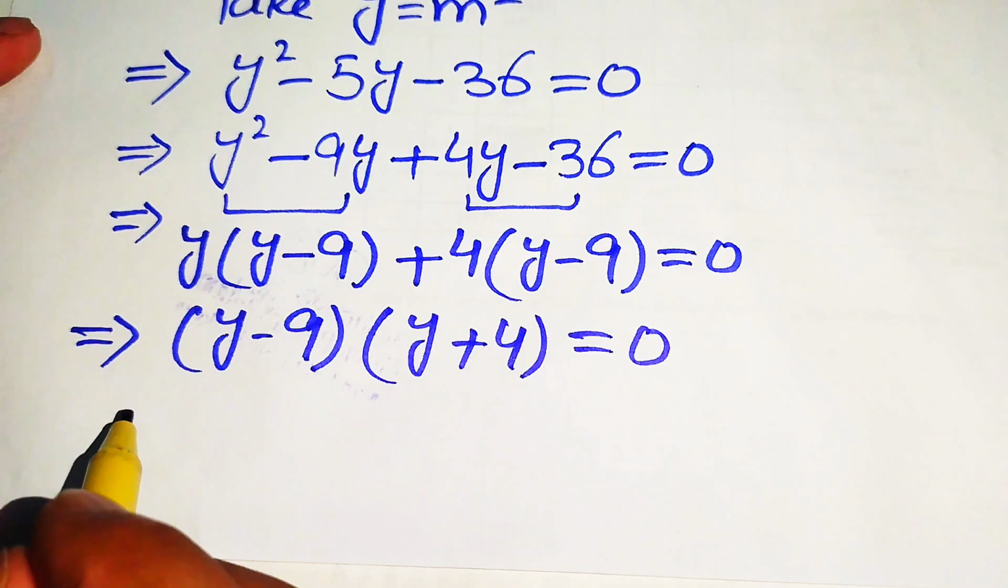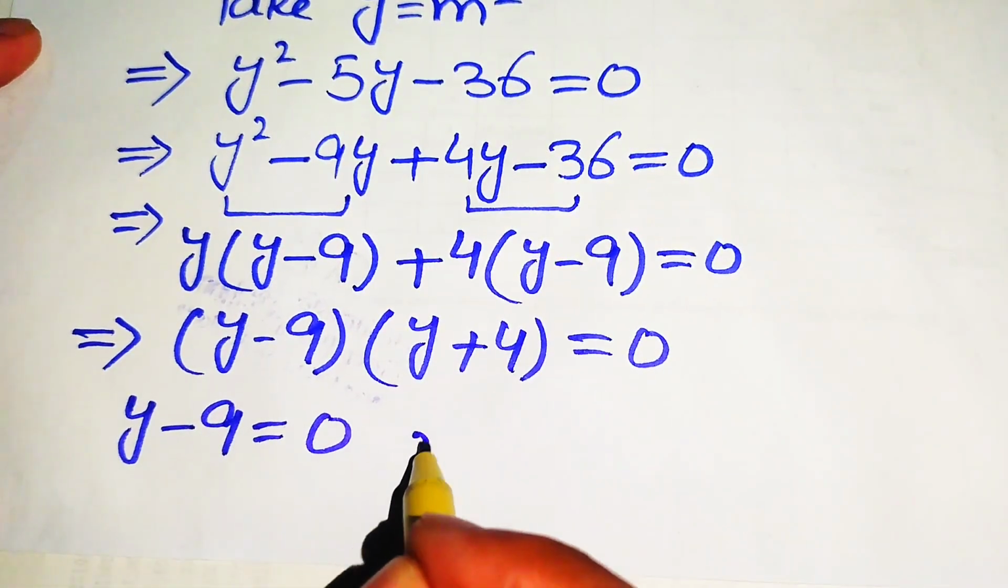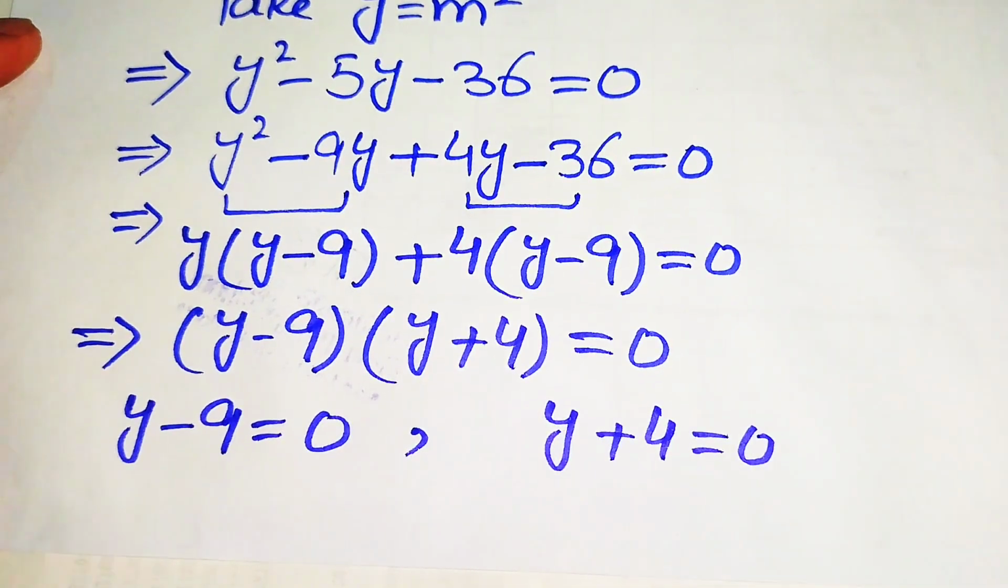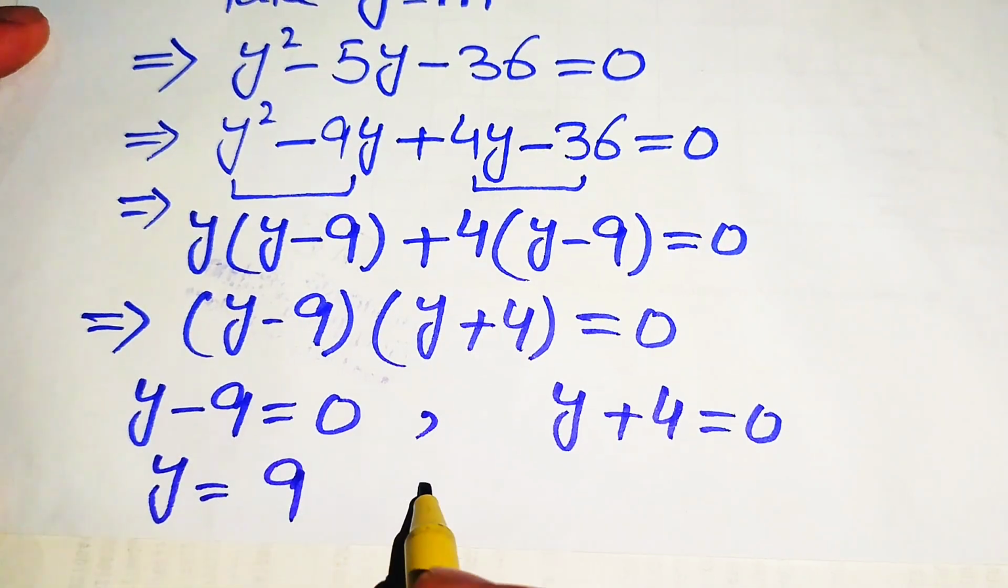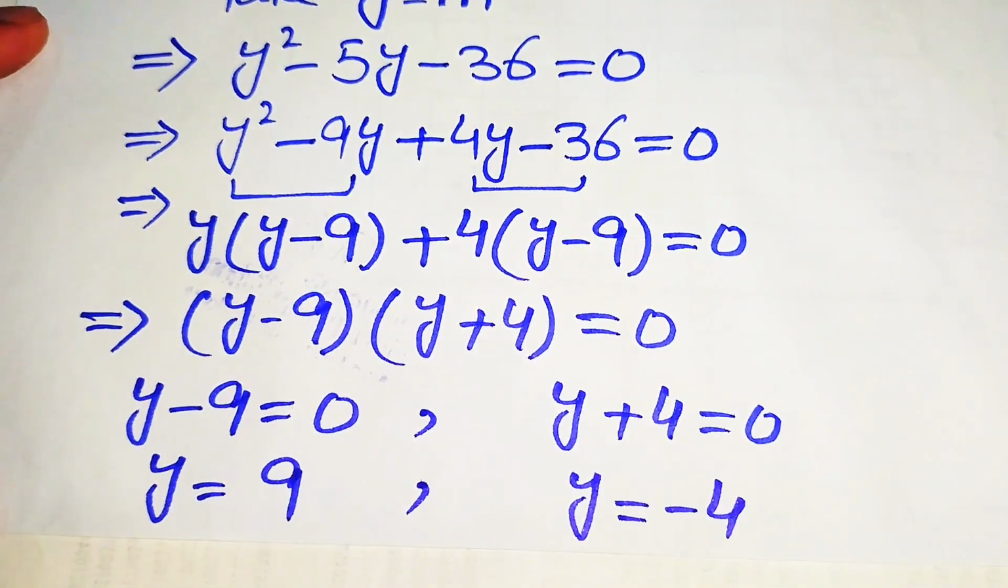Here we have two cases. The first case is y minus 9 equals 0 and the second case is y plus 4 equals 0. In the first case you easily get the value of y is 9. In the second case you easily get the value of y is minus 4.